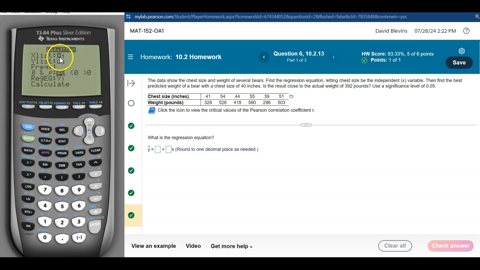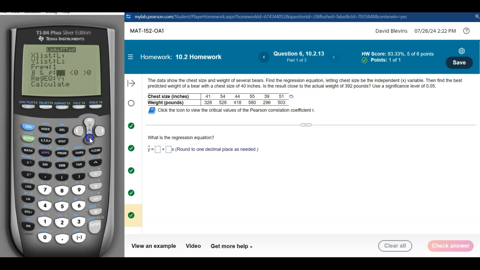It's going to ask me where are my X's. It's in list 1. My Y's are in list 2. I don't have a direction implied when it says use this significance level. So I'm going to just say not equal to for rho. And then I have my regression equation down here.